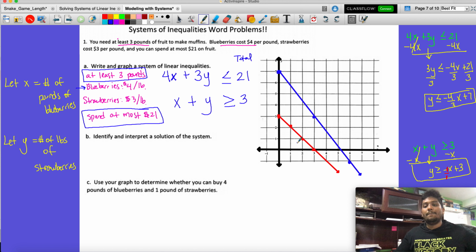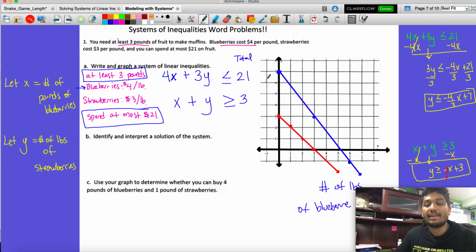But before we shade, I just want to talk about something really quickly. Do you notice that this is really not a whole graph? There's an emphasis on this quadrant versus this side or this piece. Why do you think that is? Well, it's because you see here, let x equal the number of pounds of blueberries. Right here, this is the number of pounds of blueberries. Everything down here is blueberries, and similarly over here this would be strawberries.